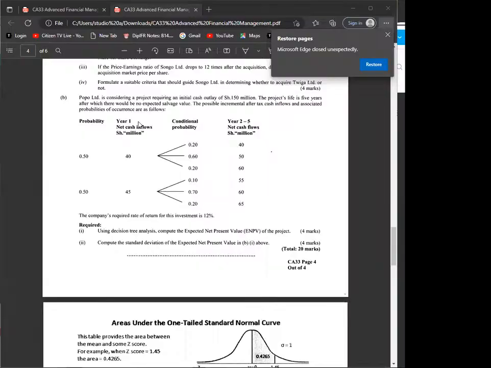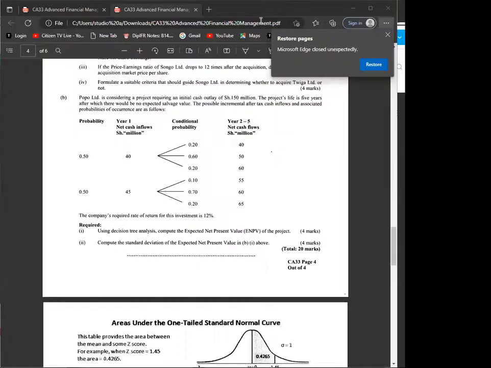So in this case here, we are told probability year 1. You see, year 1, you could either get 40 or 45. You're not so sure, right? So we could either get 40 or 45. With what probabilities? You can see the probabilities for year 1 are given here, 0.5 and 0.5. Great. And then now we go to year 2 cash flows.